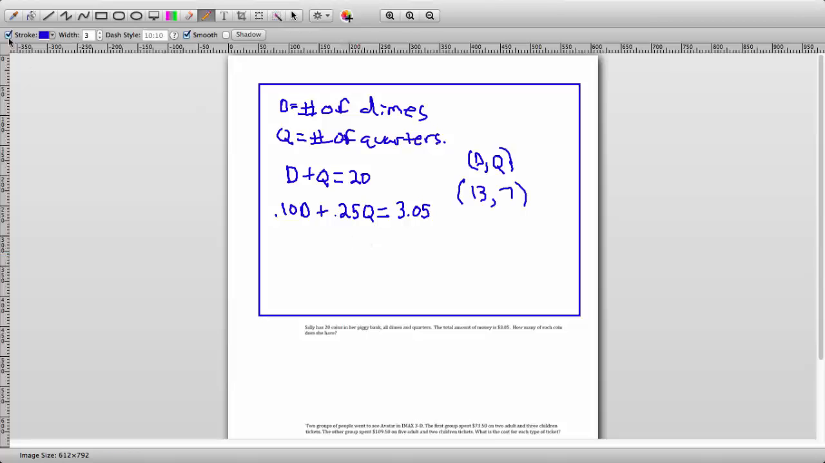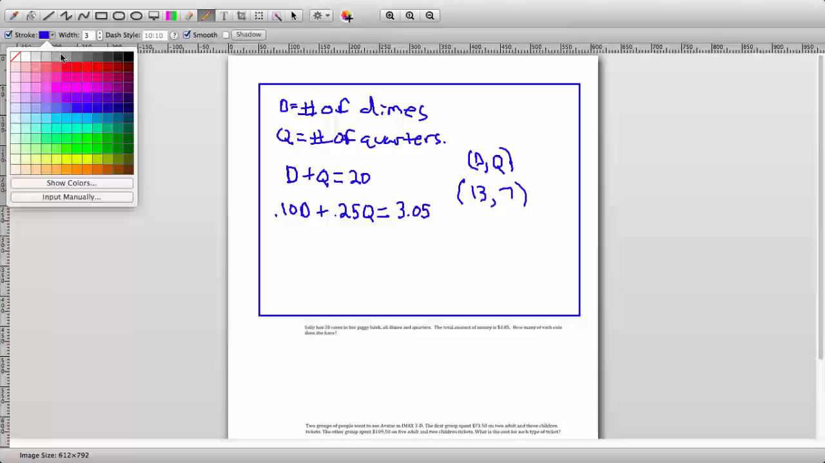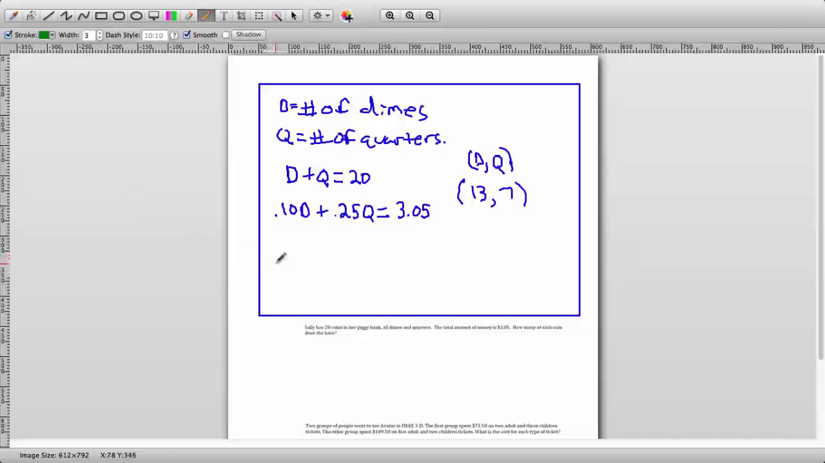Alright, so I need one sentence in context now. Sally has 13 dimes and 7 quarters. Alright, that is problem number 3.